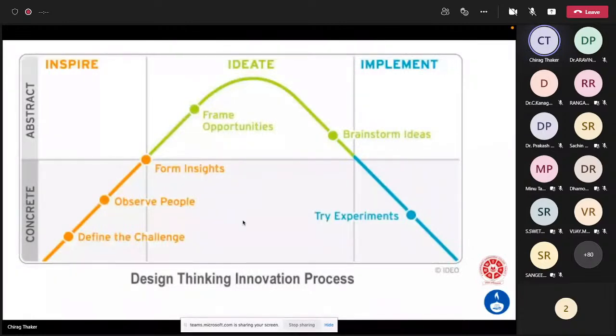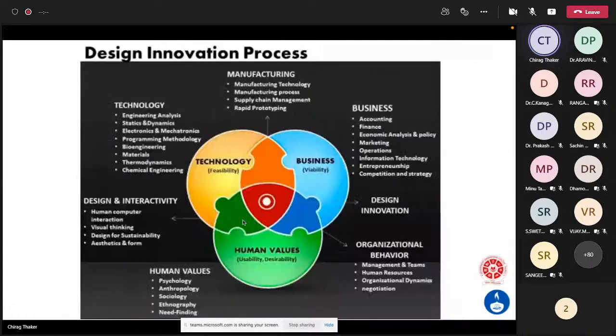Inspire, ideate, and implement. Three I's. And what is going to be the term? Define the challenge, observe the people. It is concrete part. Then form insights and frame opportunities and brainstorm the ideas. It is abstract part, and it is the ideation phase. And then implement, try, experiment. So this is going to be your design thinking innovation process. So this is nothing but the elaboration of design innovation process.